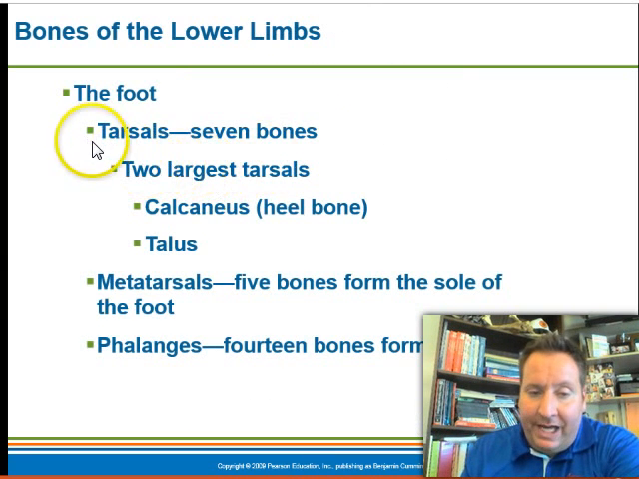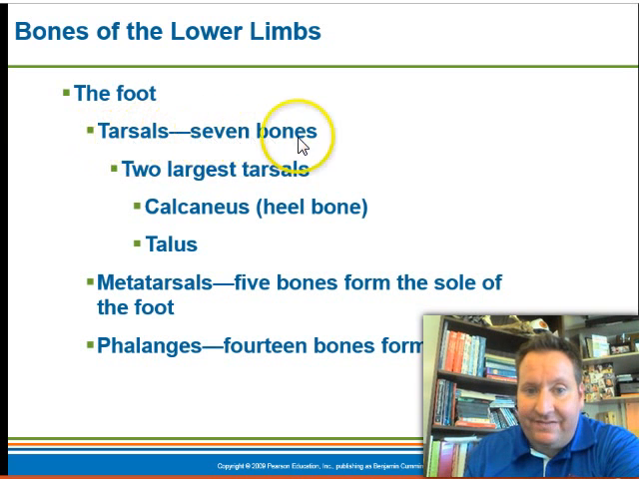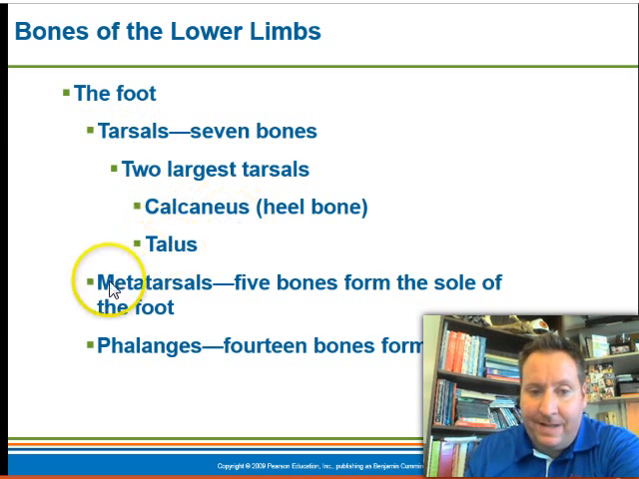Moving down, we have our ankle bones, which are called our tarsals. There are 7 ankle bones. The 2 largest tarsals are called the calcaneus and the talus. Then you have your metatarsals, which are 5 bones that form the sole of the foot. Then you have your phalanges, just like in your hand, 14 bones. The only one that's not composed of 3 is going to be your thumb toe, I guess is what we would call it.